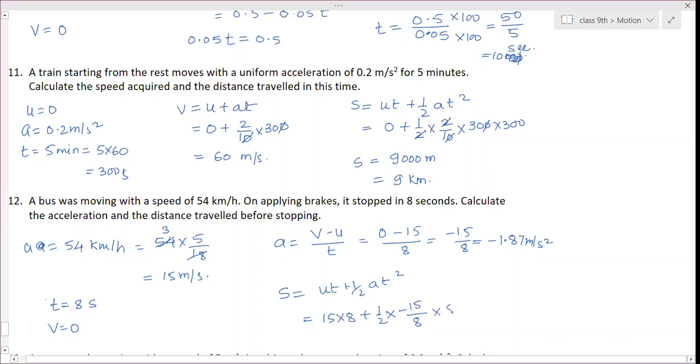And then into time is 8 into 8. So this 8 gets cancelled. 2 4s are 8. Then this is 120. This is minus sign, so the middle is minus. 15 into 4, 4 is 60. So 120 minus 60 is 60 meters, the value of S.